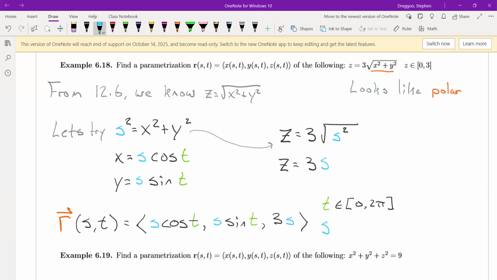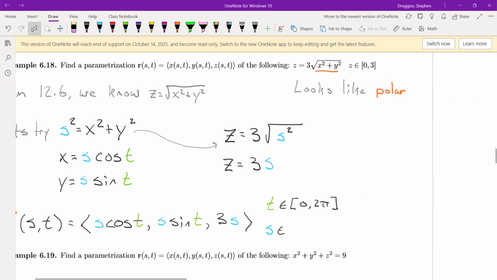Now, s is the other one we've got to figure out. We need bounds for the radius stand-in. And if I head back up to what I know about z, I was told in the start of the problem that z exists only between 0 and 3. And I also just found that z is equal to 3s. So if z needs to sit between 0 and 3, that means that s needs to sit in the interval 0 to 1.